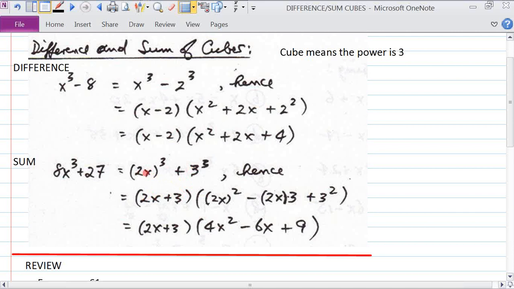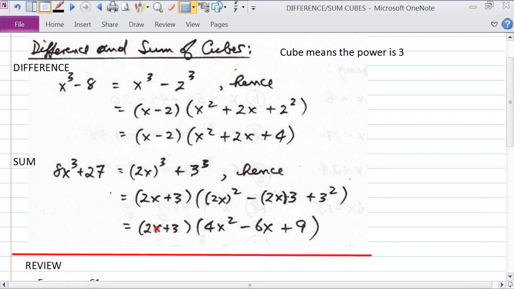Now I square this term, get 2x squared, multiply 3 times 2x, but change the sign, and then plus 3 over here becomes plus 3 squared. So 2x squared becomes 4x squared, minus 2x times 3 becomes minus 6x, and 3 squared becomes 9. Now if I multiply this term by this term, I should get that.